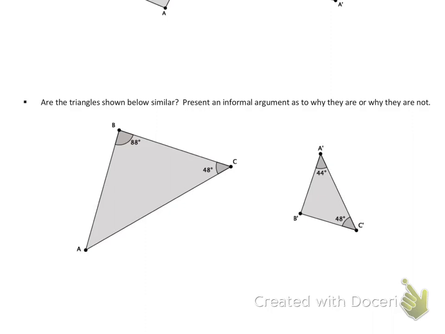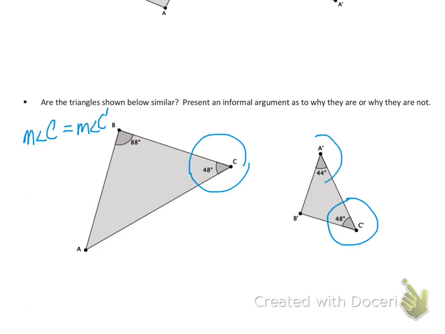Okay, so here's another one. Are the triangles shown below similar? Present an informal argument as to why they are or why they are not. Okay, so in these two triangles, ABC and A prime, B prime, C prime, I can see that angle C and C prime are congruent. So I have that the measure of angle C is equal to the measure of angle C prime. And then I have over here that A is 44 and B is 88. So I need to find out what the measure of this angle here is and the measure of this angle here. Because as they're labeled, I don't know that they have two congruent, but I can't say that they don't either.